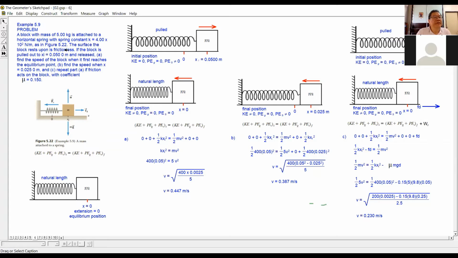Okay, right. So you read this example 5.9, then I explain. A block with mass of 5 kg is attached to a horizontal spring with spring constant k equals 4 times 10 to the power 2 newton per meter, as in figure 5.22. The surface the block rests upon is frictionless. If the block is pulled out to xi equals 0.050 meter and released, A, find the speed of the block when it reaches the equilibrium point. B, find the speed when x equals 0.025 meter. And C, repeat part A if friction acts on the block with coefficient.